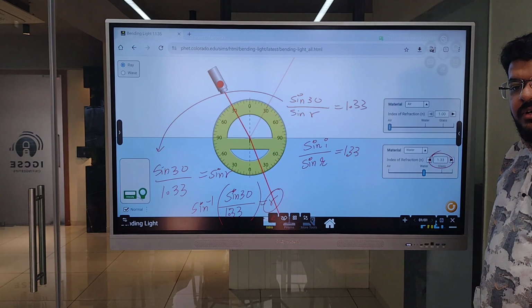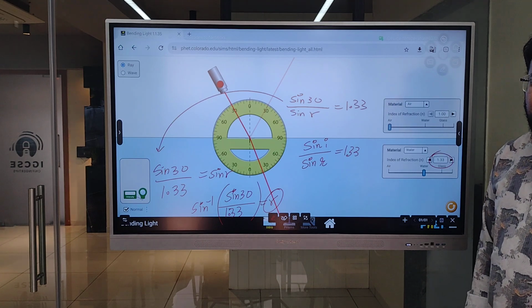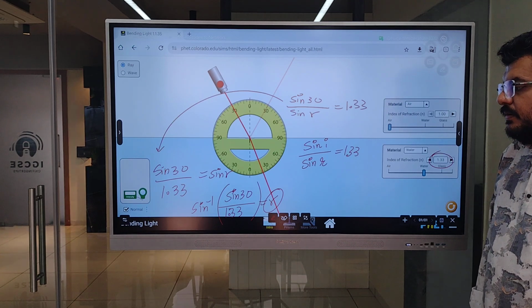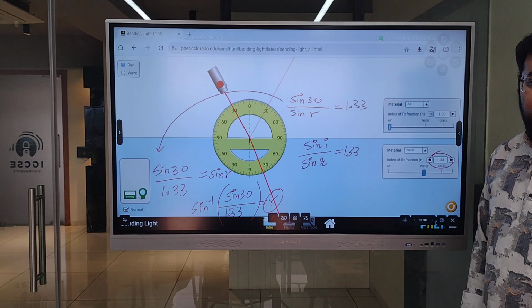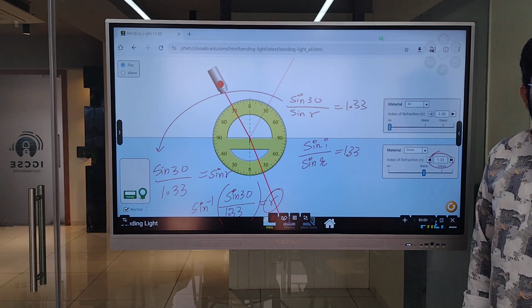Oh, that is not a calculator, that is a phone. I forgot my calculator. Phone does not follow BODMAS. Calculator does.